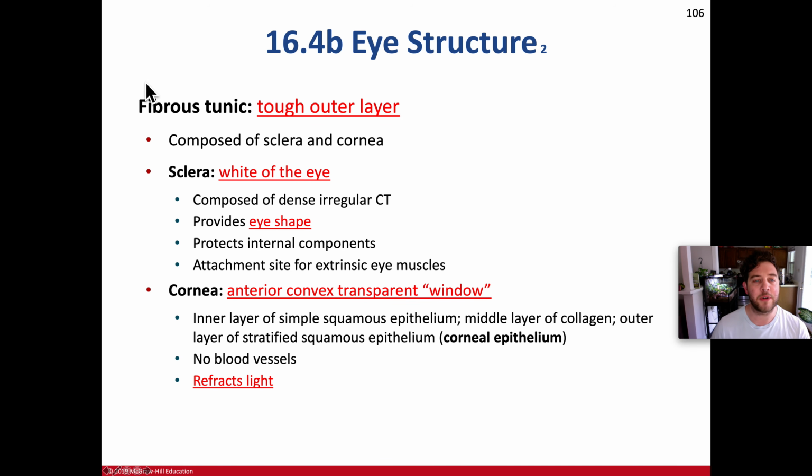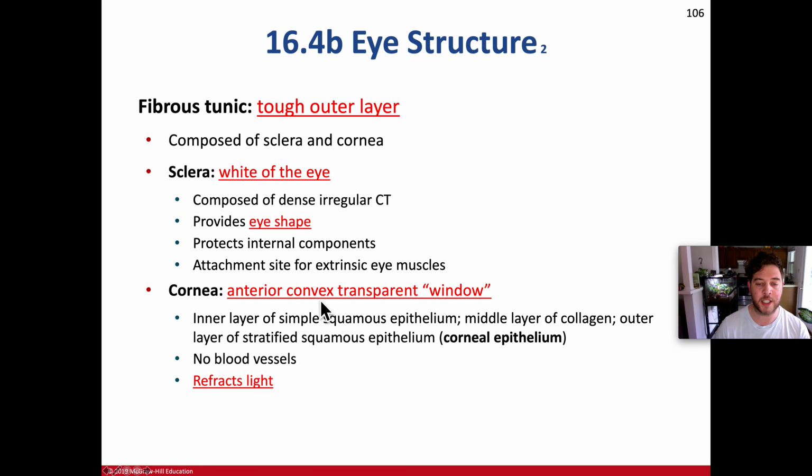Okay, the fibrous tunic is the tough outer layer. It's composed of the sclera and the cornea. Your sclera is the white of your eye. It has dense irregular connective tissue to provide the eye's shape. It protects the internal components, and it's an attachment site for extrinsic eye muscles. So again, it's very much a connective tissue. It's got protecting internal components, providing shape and structure, and an attachment site.